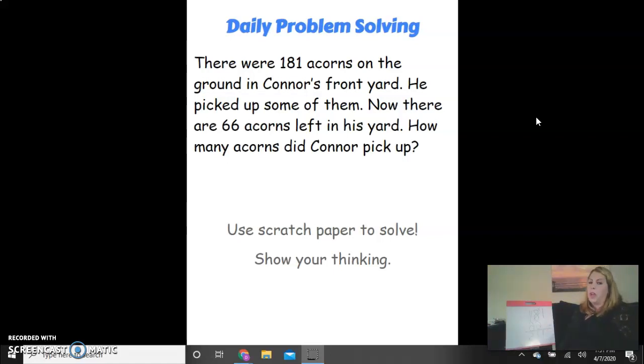And the question was, how many acorns did Connor pick up? So I want to make sure that I write 115 acorns. It's important that we label our problem in order to answer the question correctly. Next, we're going to go on to another problem.